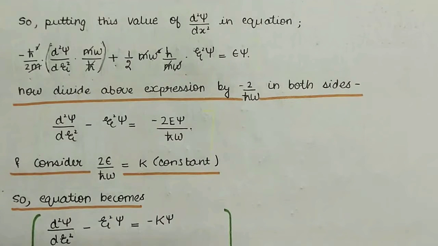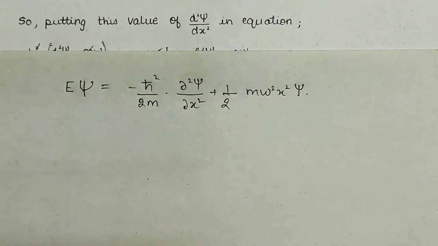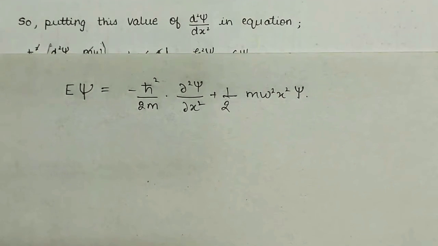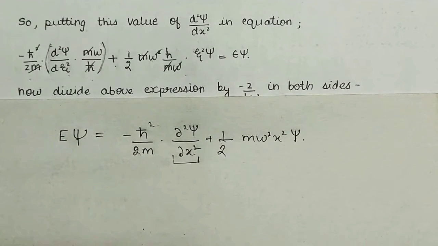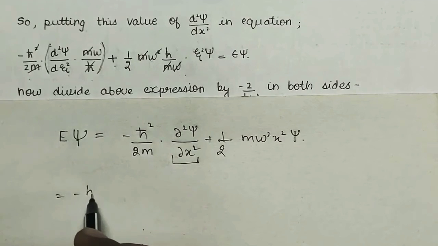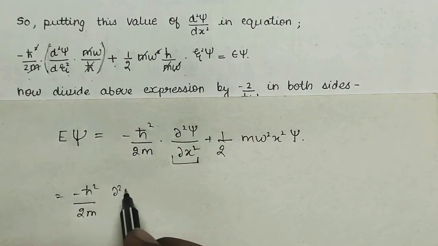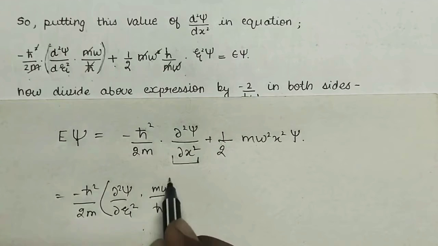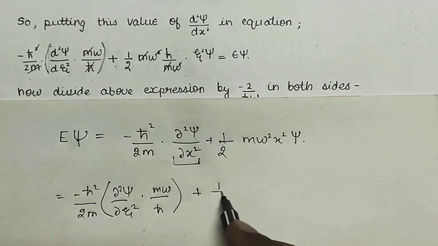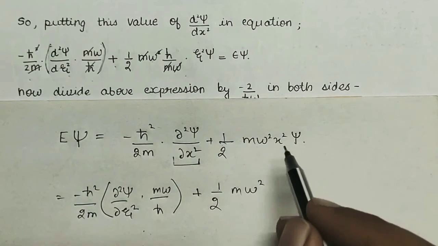Now, putting the value of ∂²ψ/∂x² in the time independent Schrödinger equation, this is the time independent Schrödinger equation, and when we put the value of ∂²ψ/∂x², the term is −ħ²/2m times ∂²ψ/∂y² times mω/ħ, plus ½ mω²x². How can we find x?